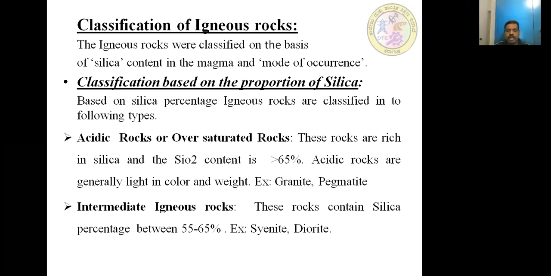Next one is intermediate igneous rocks. These rocks contain silica percentage between 55 to 65. The examples for intermediate rocks are syenite and diorite.